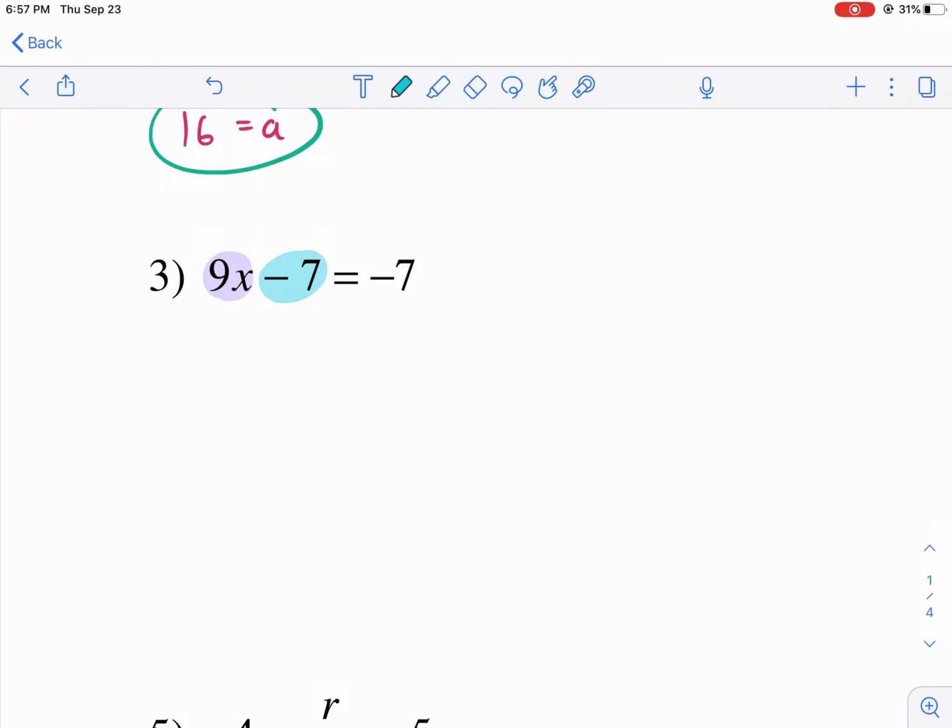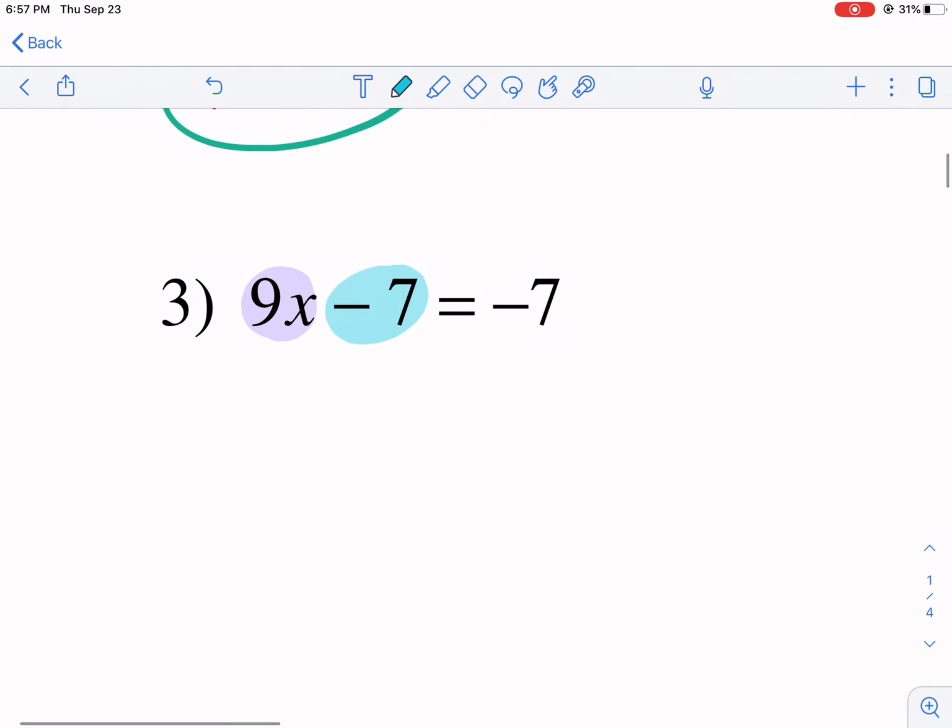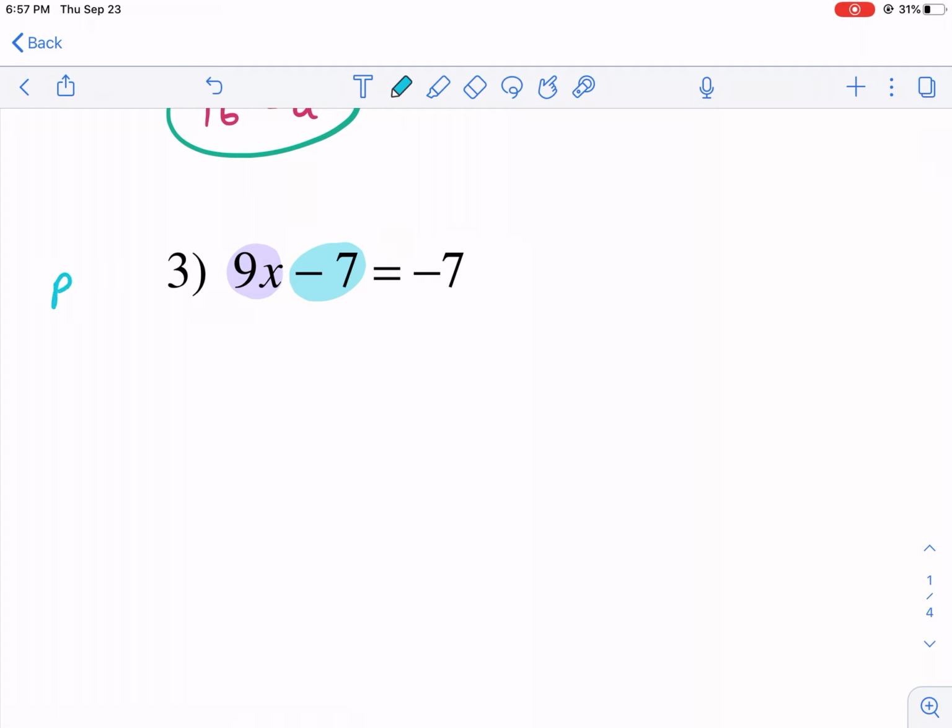Another way to describe it is the things furthest away, or reverse order of operations. Okay, so instead of going parentheses first, exponents, multiplication, division, addition, subtraction, you're going to start this way to undo. This is how you undo. This is the direction for undoing these operations. Go in reverse. So we're going to add 7.